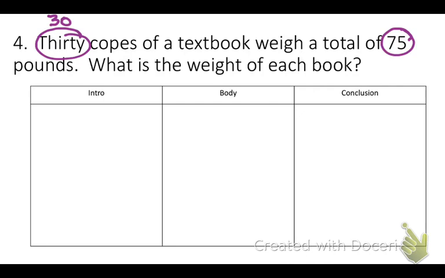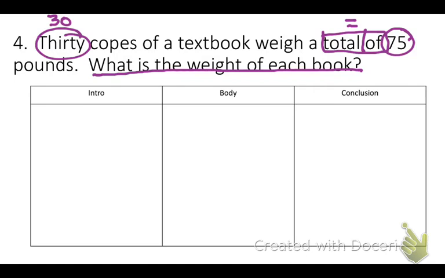Okay, now underline what it's asking you. Go. The question is, what is the weight of each book? Awesome. B, box any math words. Of, total of is actually what I'm going to box, and that is my equal sign in this situation. Okay, now I need to pause, and I need to do my introduction.